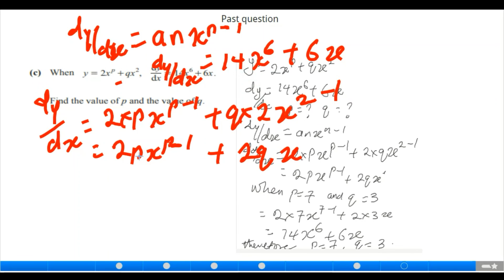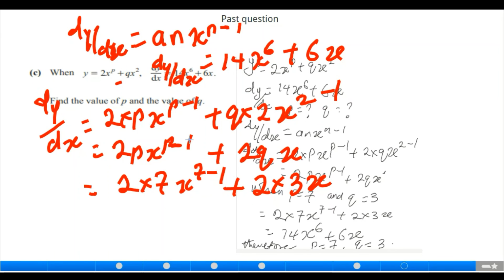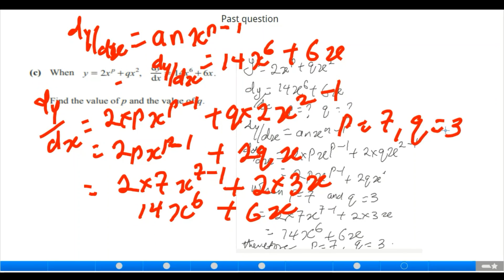If you multiply 7 with 2, that is going to give us 14. So let's see, we have 2 multiplied by 7, x^(7-1), plus, to get 6, that is 2 multiplied by 3, so 2 multiplied by 3x. Let's look at the expression to get this answer. 2 times 7 is going to give us 14, right? Now 7 minus 1 is 6, plus 2 times 3 is 6, x. So for this expression, our p is going to be 7 and our q is going to be 3. And this gives us the solution to the question we have here.